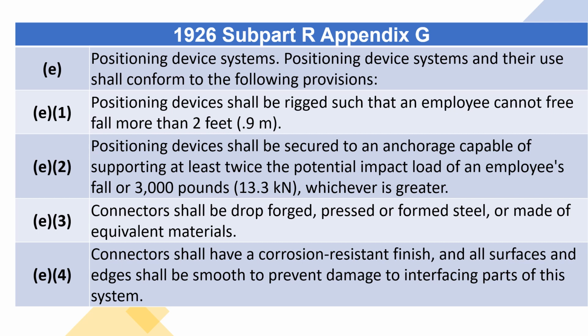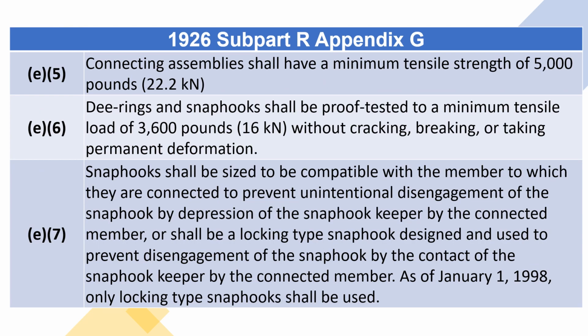E.3. Connectors shall be drop forged, pressed or formed steel, or made of equivalent materials. E.4. Connectors shall have a corrosion-resistant finish, and all surfaces and edges shall be smoothed to prevent damage to interfacing parts of this system. E.5. Connecting assemblies shall have a minimum tensile strength of 5,000 pounds (22.2 kN). E.6. D-rings and snap hooks shall be proof tested to a minimum tensile load of 3,600 pounds (16 kN) without cracking, breaking, or taking permanent deformation.